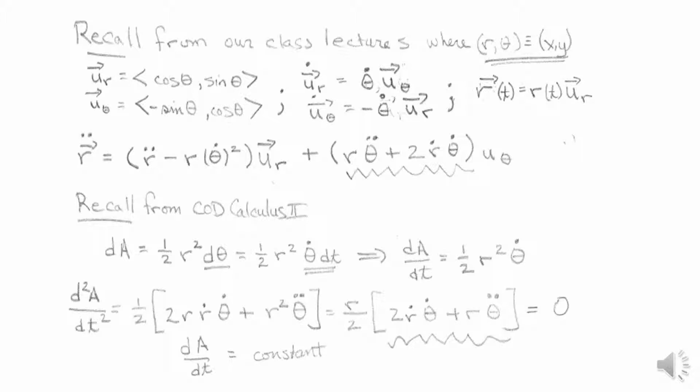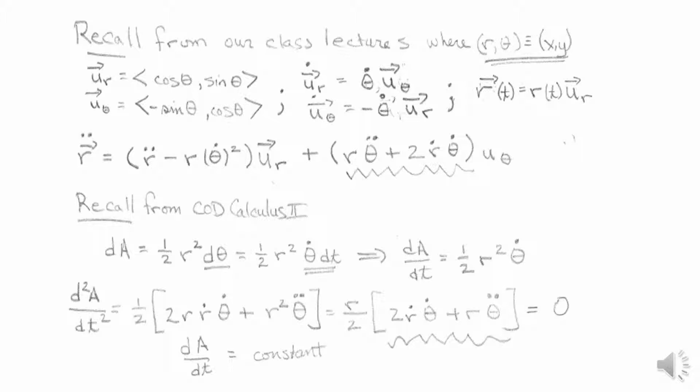So let's recall from our class notes when we were doing this kind of thing, we had expressions for u_r and u_theta, and we could take the derivatives with respect to time and get expressions like this. And as always, r of t is equal to the direction that r is pointing times a scalar function. We also in class took the second time derivative of this, and we got radial components and angular components.